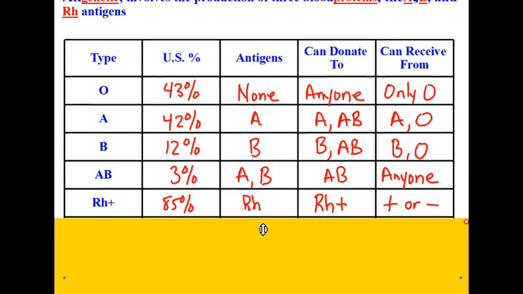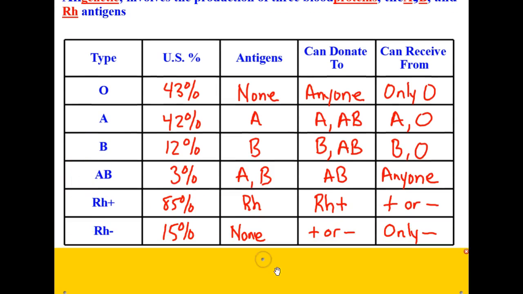Lastly, Rh negative. Well, if 85% of the population has the Rh protein, that means 15% don't have it. And to be negative means you don't have the Rh protein. So, no antigens for Rh, can donate to either people that are Rh positive or Rh negative, but can only receive blood from Rh negative people. Again, because you don't have any of the proteins to start with.